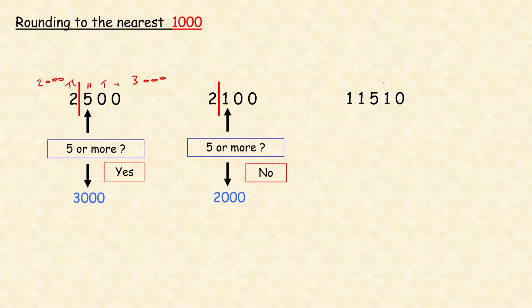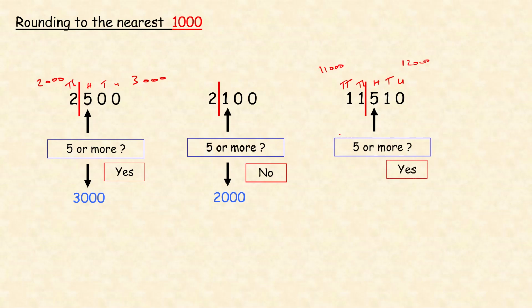Ooh. We've got tens of thousands this time, so we've got units, tens, hundreds, thousands, and tens of thousands. So, we're rounding to the nearest thousand, there's our thousand column, so we check our hundreds then. It is 5, so we're going to round up. It's going to be between 11,000 and 12,000. So we round that one up to 2. So it's going to be 12,000.